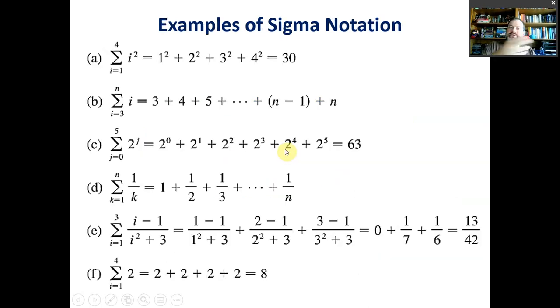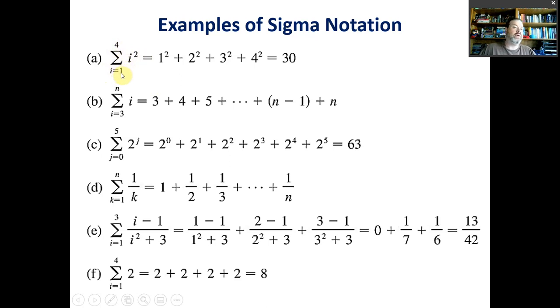So here's a couple examples. I'll just go through these real quick. Just kind of look how it's set up. Again, most of you have seen this, but just in case you haven't, that's why I'm going over it. So look at the index of summation. So we'll start here with this first one. i equals 1 to 4. So it's the summation of i squared from i equals 1 to 4.